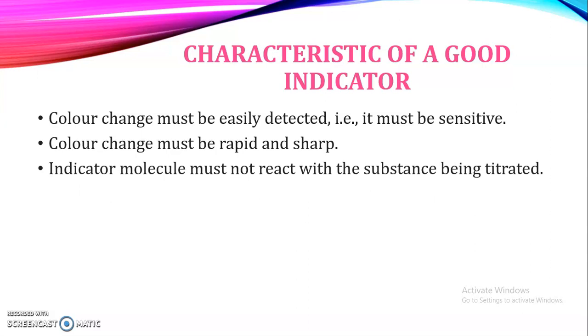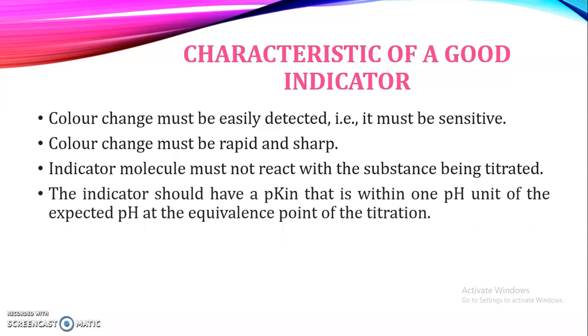The indicator molecule must not react with the substance being titrated. So there should not be any reaction between the substance that is to be titrated and the indicator. The indicator should have a pKin, that is the dissociation constant of that indicator, within 1 pH unit of the expected pH at the equivalence point of the titration.